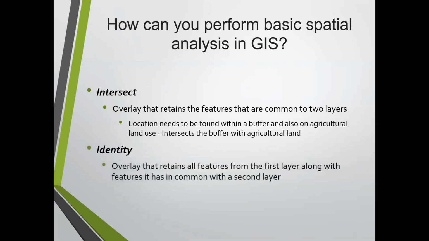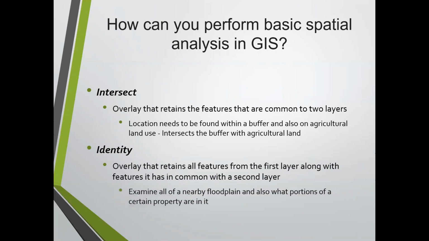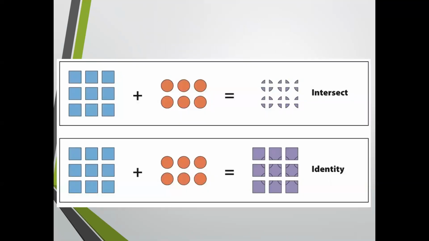And the identity is where you retain features from the first layer that also have features in common with a second layer. Again, you may have a nearby floodplain and you also want to know what portions of a certain property are in it. There are some pretty good graphics here. Think of this as your input layer A and your input layer B.